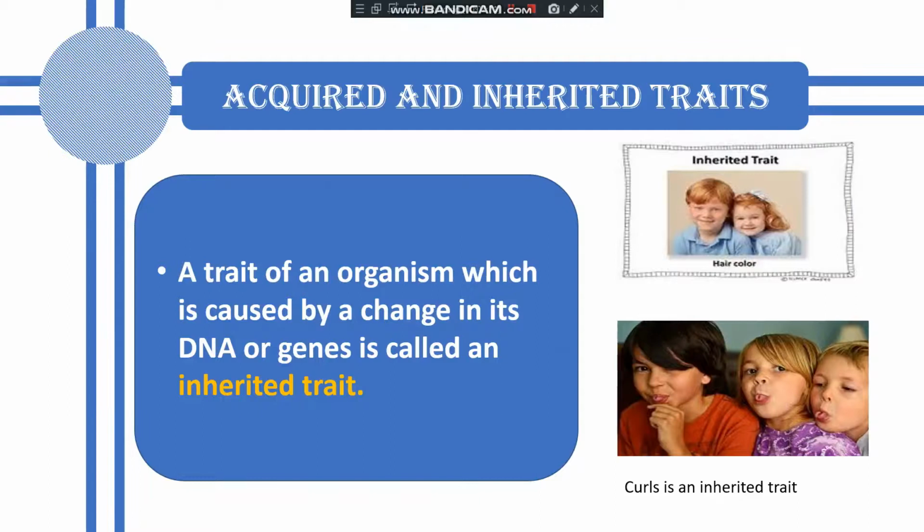Another kind: a trait of an organism which is caused by a change in its DNA or genes is called an inherited trait. These traits are present from birth, meaning they are passed from the parents to the offspring. You can see, like the hair color, the curls, or the tongue. They can curl their tongue. You also check, can you? This type of trait which passes from one generation to another is called an inherited trait.